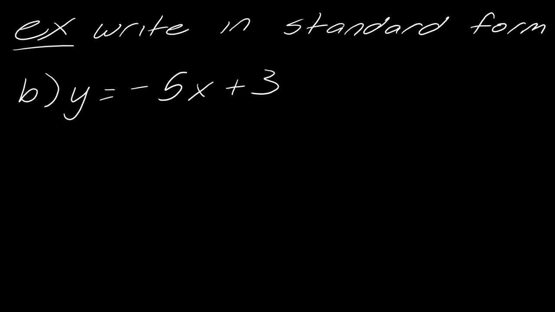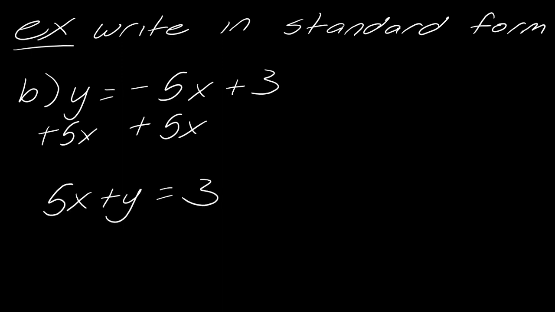Okay, so for this one, I've got y equals negative 5x plus 3. Again, if I want to get the x and the y on the same side, all I have to do is add the 5x. And I get 5x plus y equals 3. And in this case, I'd be done, right?